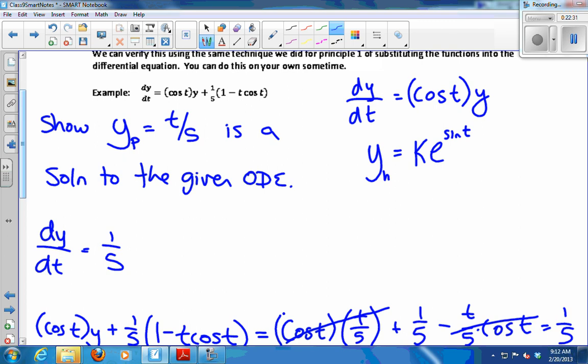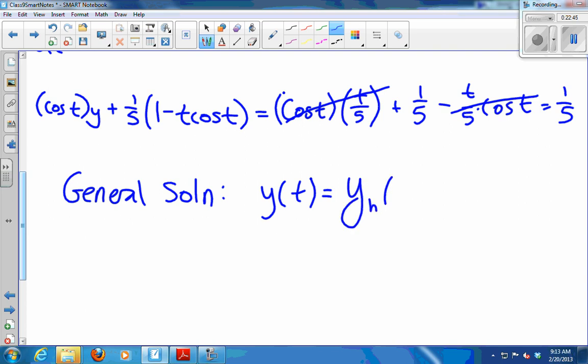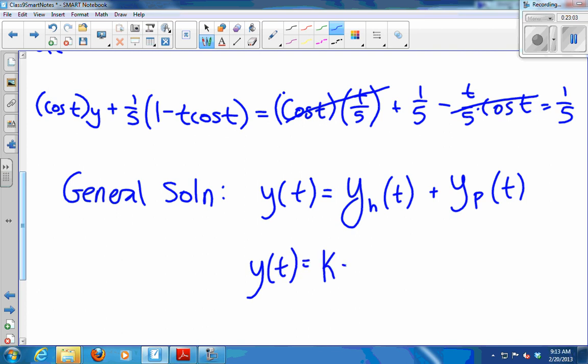So the general solution would be y of t equal to y sub h, the general solution to the homogeneous equation that we found, plus y sub p, the particular solution we found to the whole ODE. So this is going to be k e to the sine t, and my particular solution, which was t over 5.